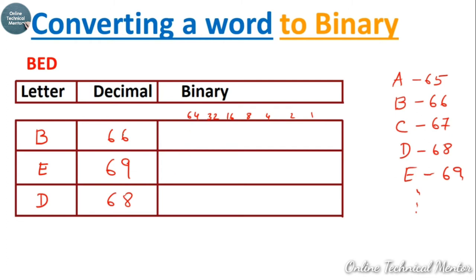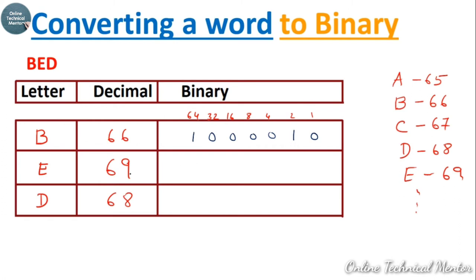Now the first one is 66. That means 64 plus 2 will give you 66. So write down 1 under 64 and 2, and write 0 in other places. So this is the binary of 66.